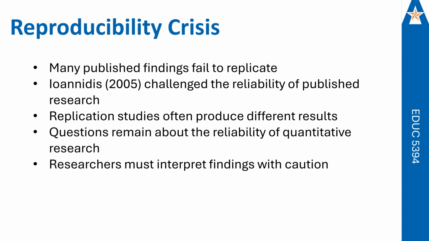The reproducibility crisis refers to concerns that many published research findings cannot be reliably reproduced. Ioannidis argued that biases within the research process may contribute to false findings. And later, replication efforts by the Center for Open Science found that many published studies did not produce the same results when repeated. These findings have raised questions about the reliability and generalizability of quantitative research. Please check a recent article on the topic based on your interest.